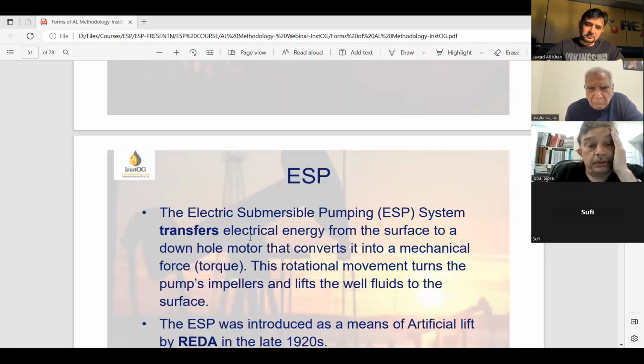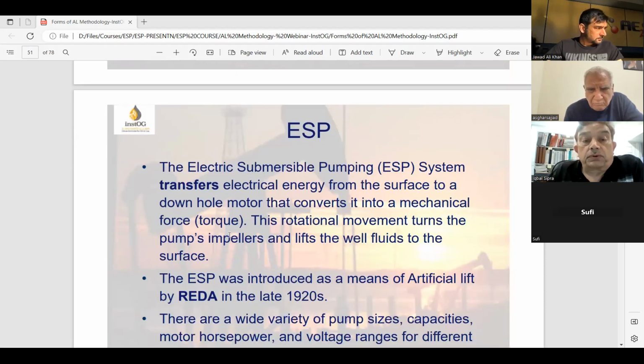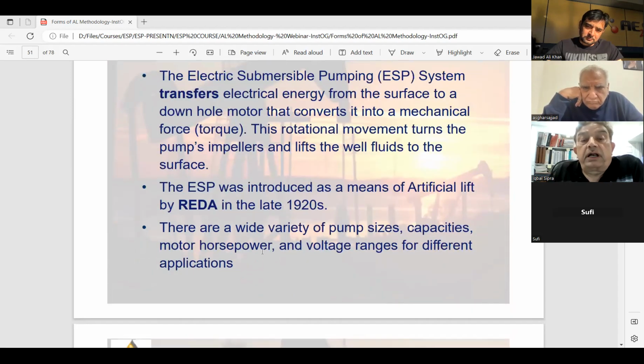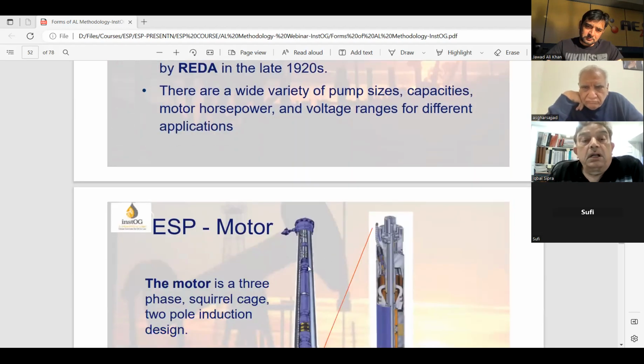Electrical submersible pumps transfer electrical energy from the surface to a downhole motor that converts it into mechanical force. The rotational movement turns the pump impellers and lifts the well fluid to surface. The ESP was introduced as a means of artificial lift in the late 1920s. There are a wide variety of pump sizes, capacities, motor horsepower, and voltage ranges for different applications.